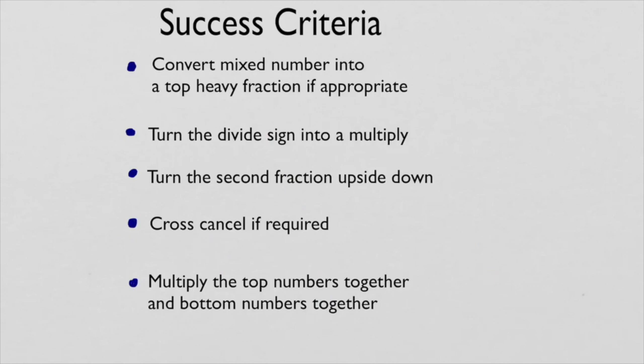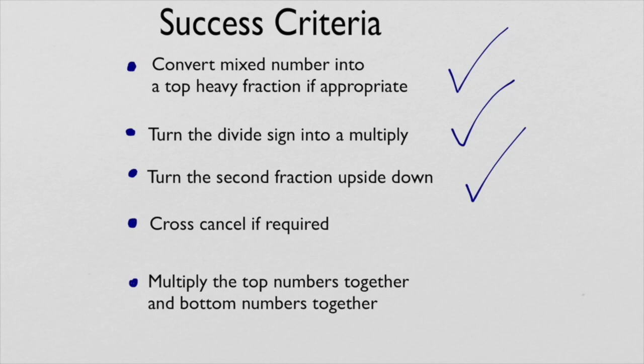Right, so from those three examples you can see the key points that we have to do every time. So the first thing to do is to see if the fractions are actually mixed numbers. You need to turn them into top-heavy fractions. Then you copy down the first fraction and turn the divide sign into a multiply. And to do that you have to turn the second fraction upside down.